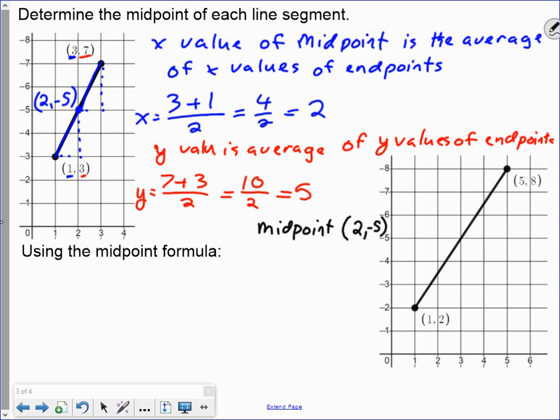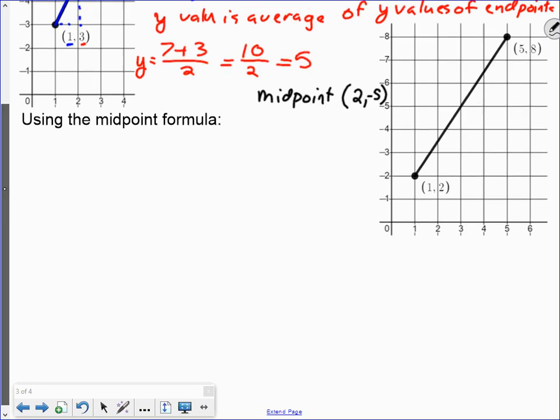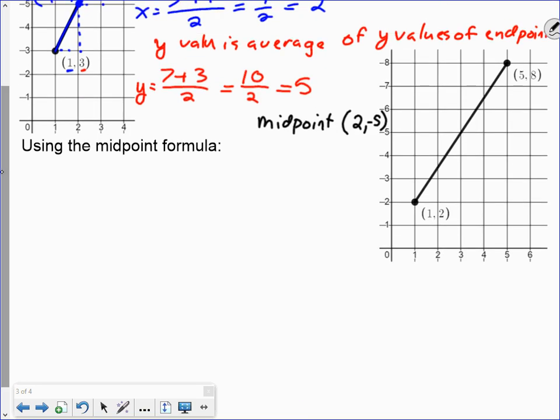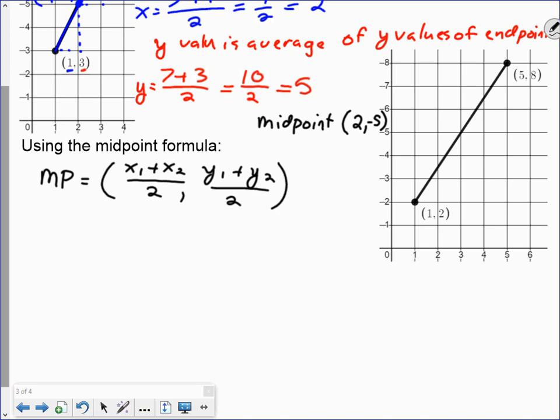Okay? And these formulas that we've developed here for the x and the y are where the midpoint formula that appears on your formula sheet comes from. If you look at your formula sheet, what you see is something that looks like this. MP equals x1 plus x2 divided by 2, and then y1 plus y2 divided by 2. What this formula is telling you is how to get the y value and the x value for that midpoint. And it's expressing this as an ordered pair.